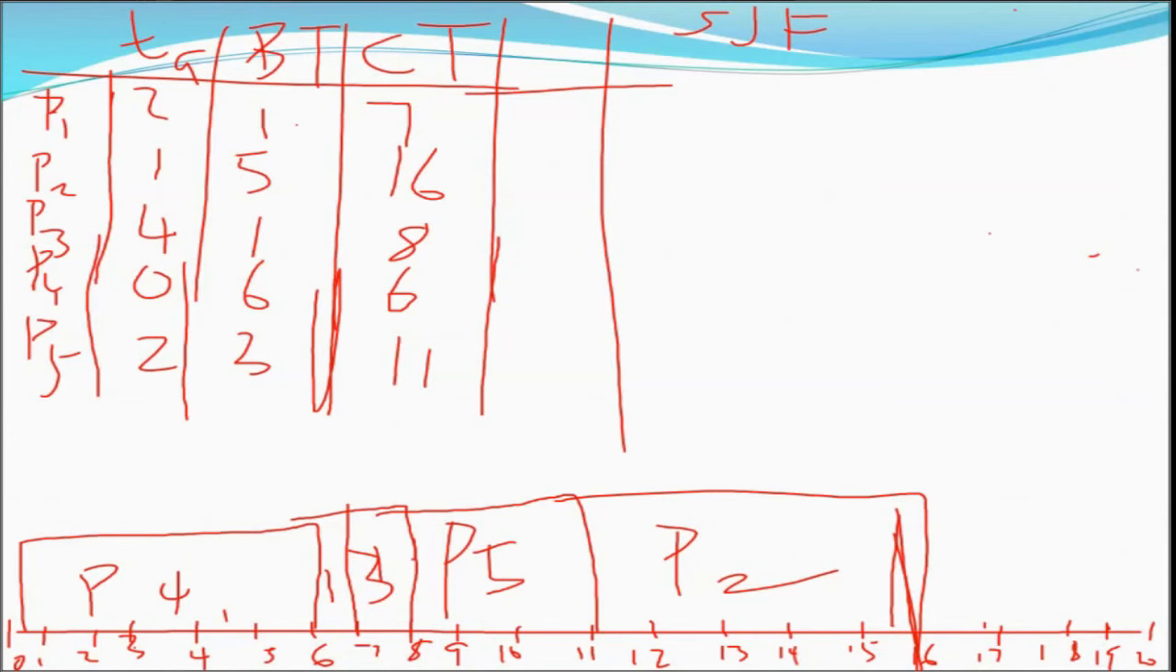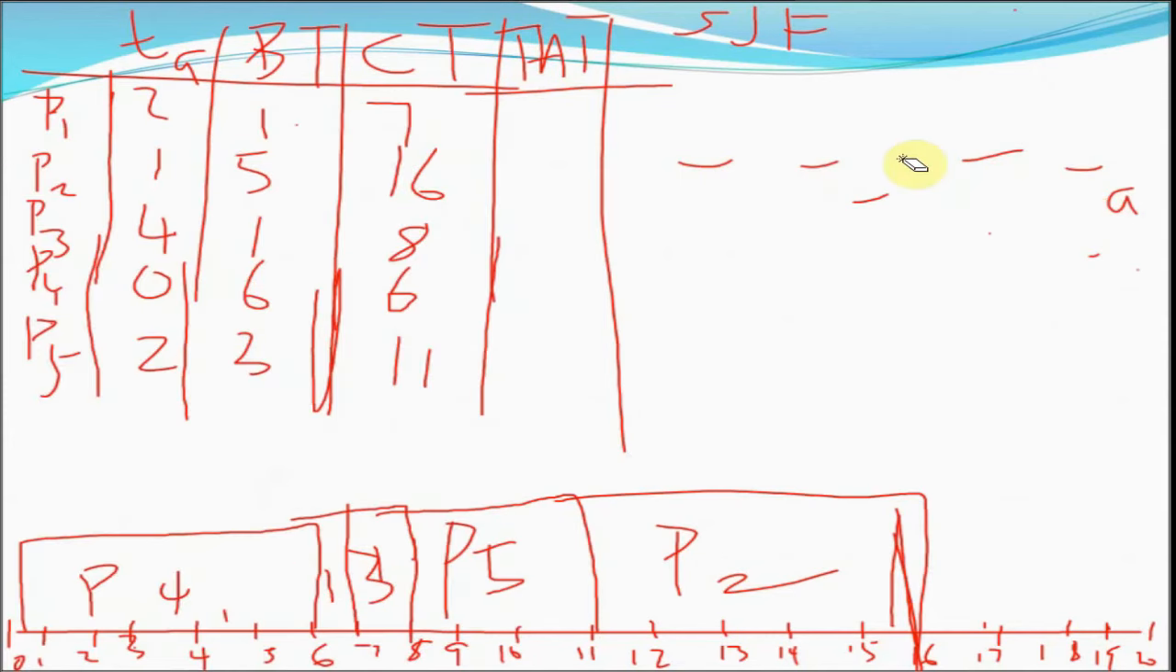The next thing that you can be asked to calculate is the turnaround time. It is represented by TAT. Turnaround time is the difference between the completion time and the arrival time. I repeat again, turnaround time, TAT, is equal to completion time minus arrival time. Do you see that, guys?